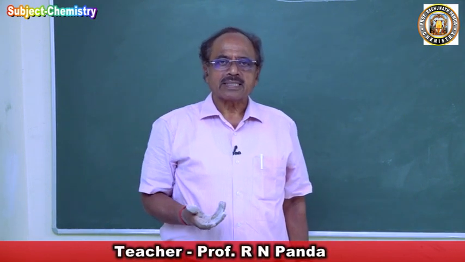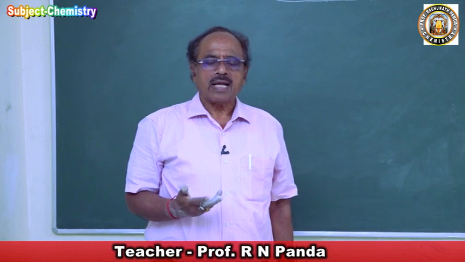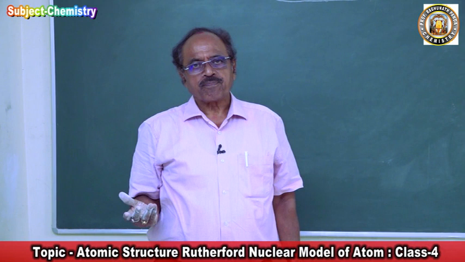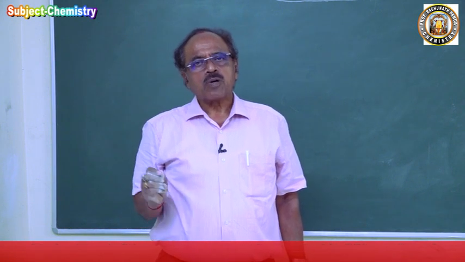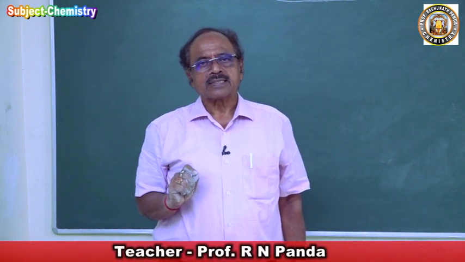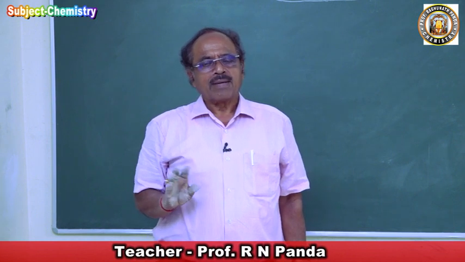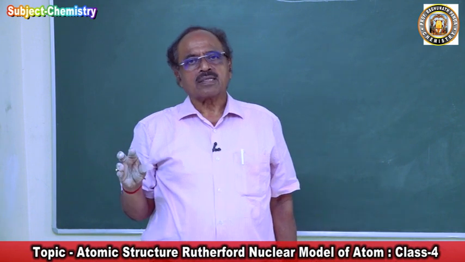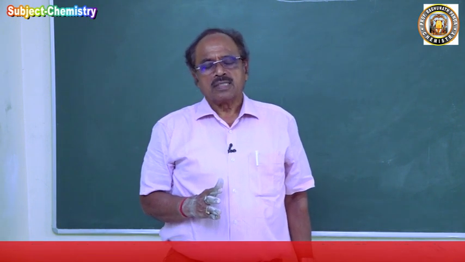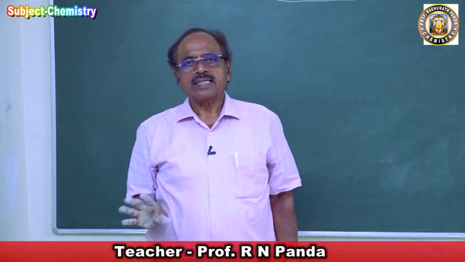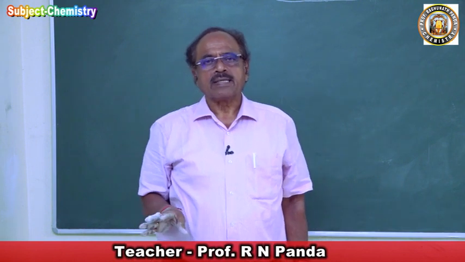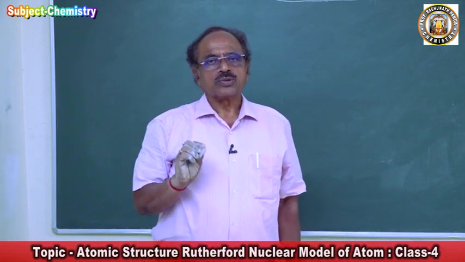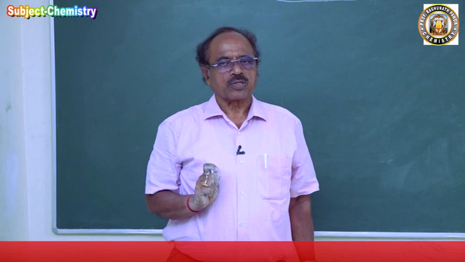Atom is the smallest particle of an element, which cannot be further subdivided, as proposed by Dalton. Now the same atom was found to have two subatomic particles, electron and proton. I am not talking about the neutron now because we will be discussing the model of atom before the discovery of the neutron. So I am not taking the neutron into account to explain the model.